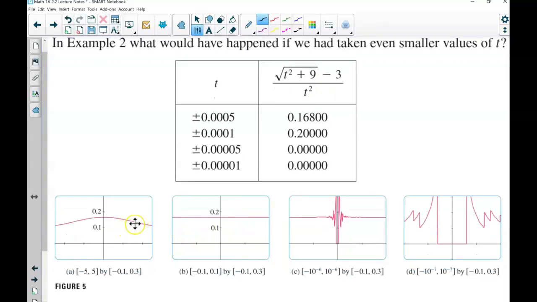So if we look at the first parts A and B, it shows quite accurate graphs of the function f, and when we use the trace mode, we can estimate that the limit is about 1/6. But if we zoom in too much, meaning if we look at these graphs C and D, then we get inaccurate graphs. And again, that's because of problems with subtraction.